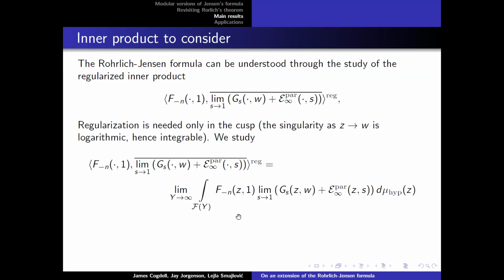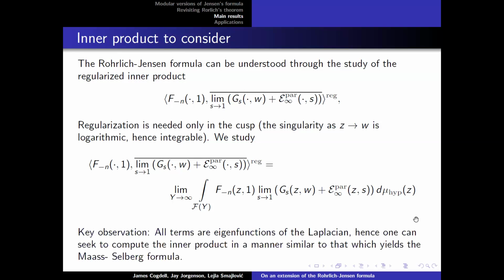Why? Because the singularity as z tends to w is logarithmic, and the logarithmic singularity is integrable, so there is need only to regularize the inner product at the cusp, and the regularization is again the limit as y tends to infinity of the integral over the cutoff domain of the product of two functions integrated, of course, against the hyperbolic area element d mu hyperbolic of z.